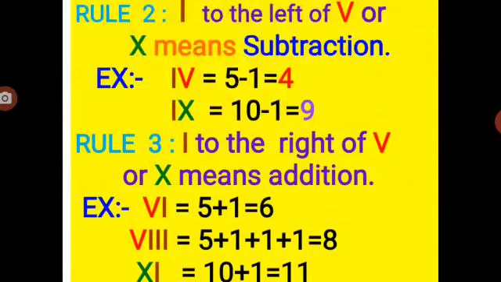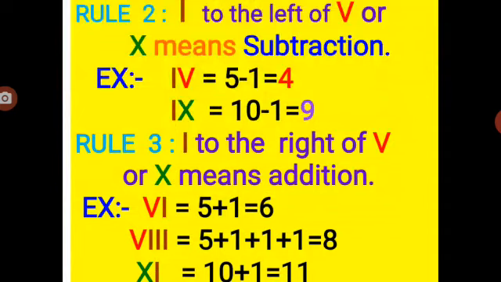X value is 10, minus the I before it, so minus 1. 10 minus 1 is 9. So the IX value is 9. Now rule number 3: I to the right of V or X means addition.